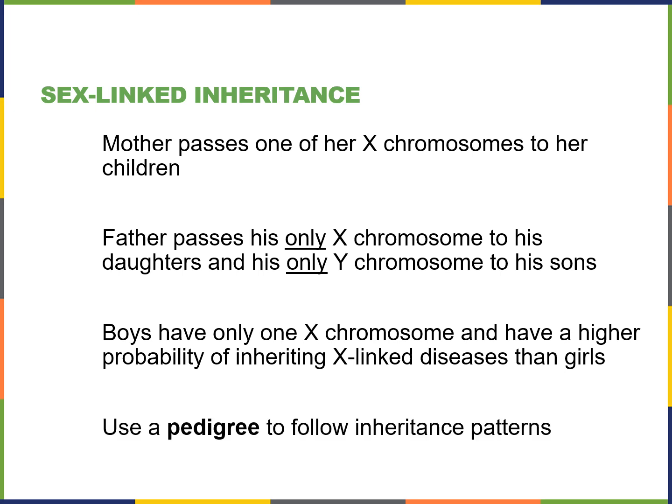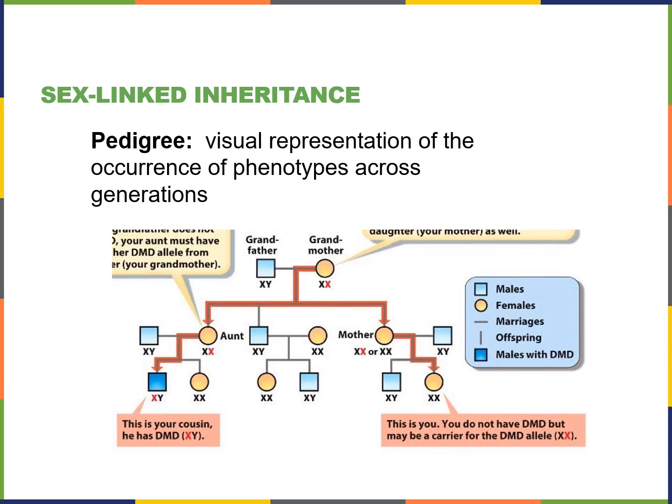So we can use a pedigree to follow the inheritance patterns, again, which is just a visual representation of the occurrence of phenotypes across generations. So we can see who's affected and who's not affected, males and females, and the affected here in the blue.